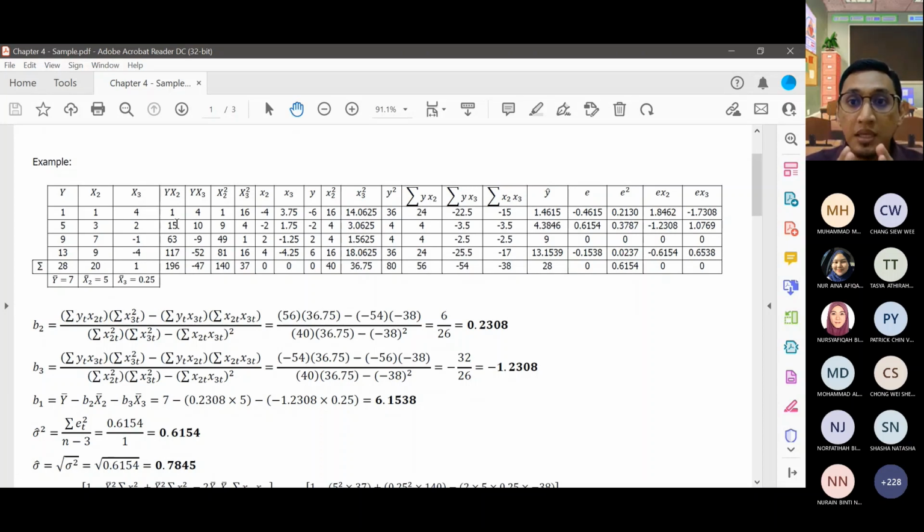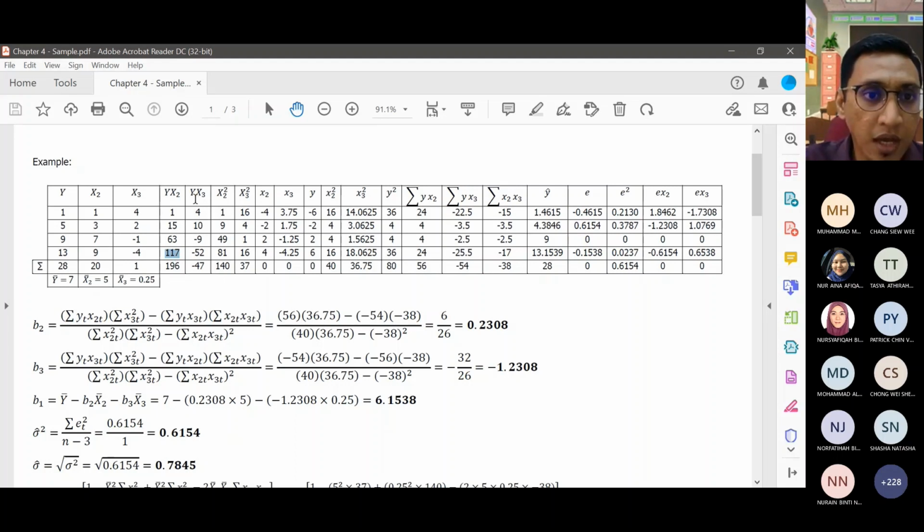In the table, we have another column. This column shows what we call the product of y times x2. So here we have 1 times 1 equal to 1, and then 5 times 3 equal to 15, 9 times 7 equal to 63, 13 times 9 equal to 117. Sorry, we have to use this PDF because I cannot put it in PowerPoint, as it is quite large in size.